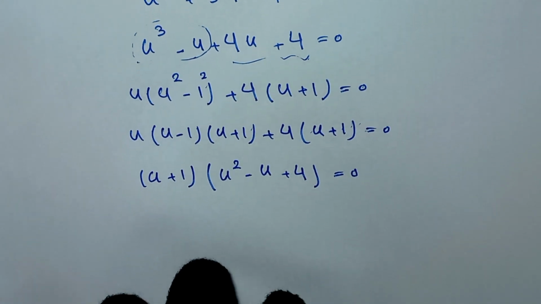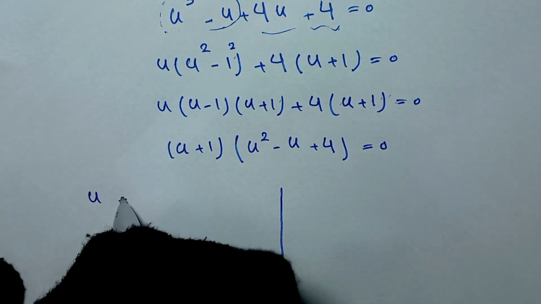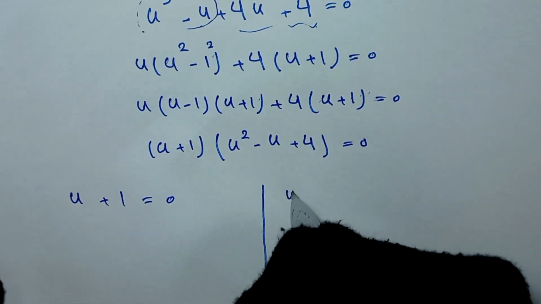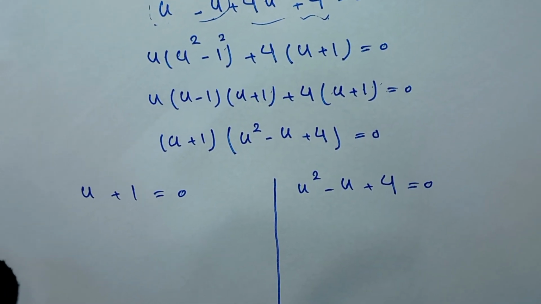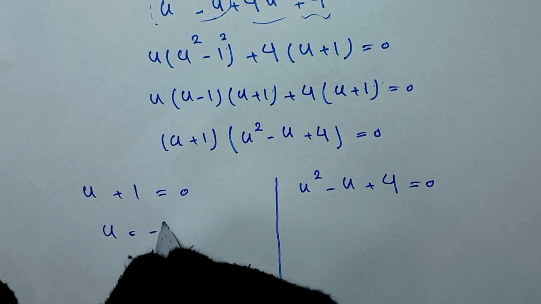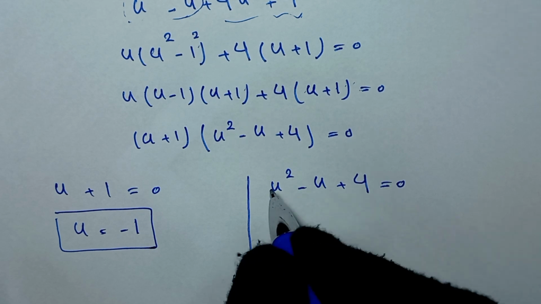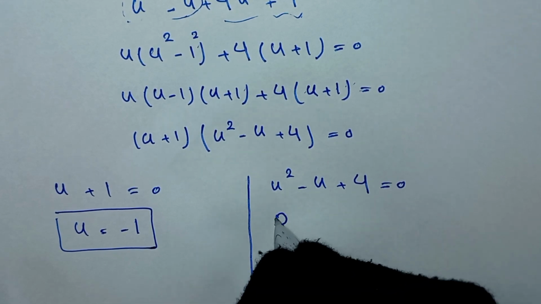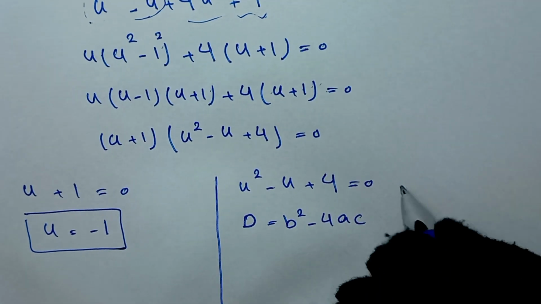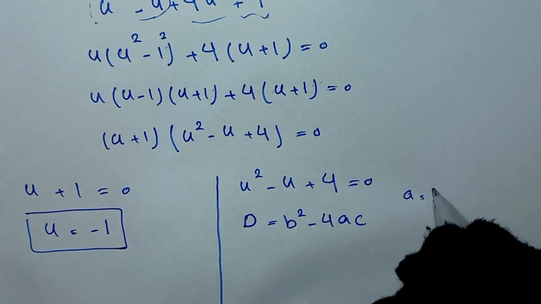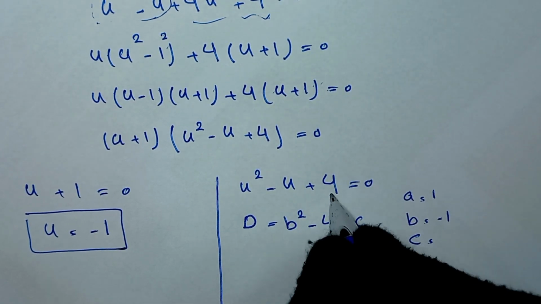So in here, we have two solutions for u. U plus 1 is equal to 0, or u squared minus u plus 4 is equal to 0. From here, u is equal to negative 1. And in here, we use the discriminant. Discriminant formula is b squared minus 4ac, right? So a, the coefficient of u squared, is 1, and b, the coefficient of u, is negative 1, and c, the constant, is 4.